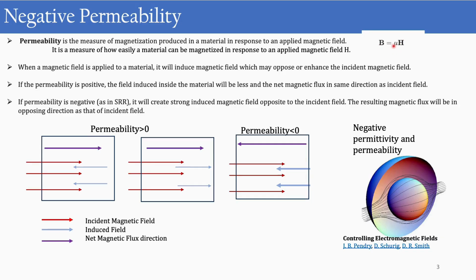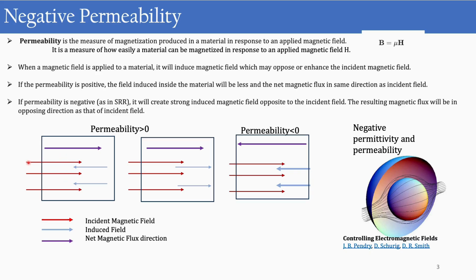So let's see how this equation works. First we can assume this is my incident magnetic field. If I apply an incident magnetic field on a structure, it has a tendency to provide a magnetic field which may oppose the change in the already incident magnetic field. This opposition may be in the opposite direction or it may be in the same direction. If the permeability of this structure is greater than zero, the induced magnetic field provided will be very small. That means the opposition or the enhancement provided will be very small, so the net flux will be in the same direction as the incident field.